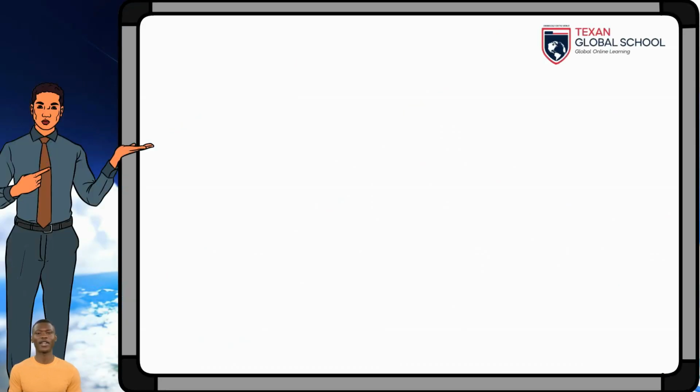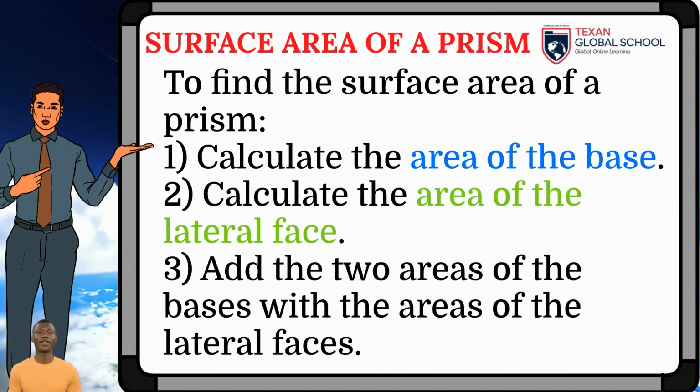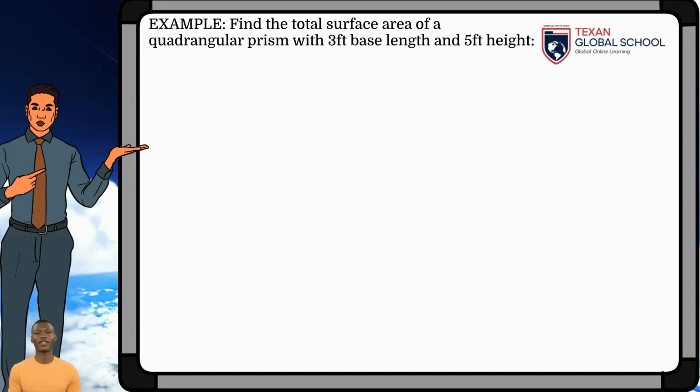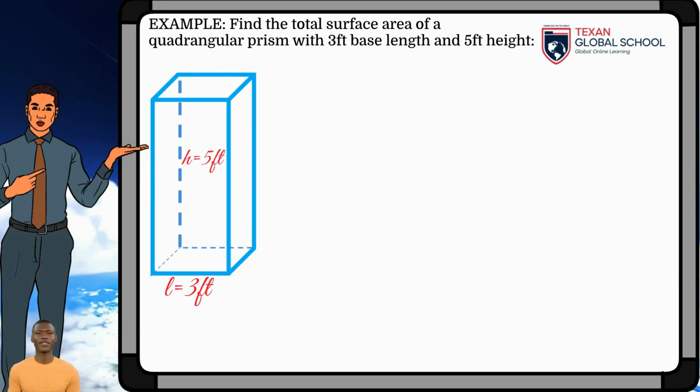Find the surface area of a prism. First, calculate the area of a base. Then, calculate the area of a lateral face. And finally, add all the areas. In this first example, find the total surface area of a quadrangular prism with 3 feet base and 5 feet height. First, sketch the prism with the given measures.